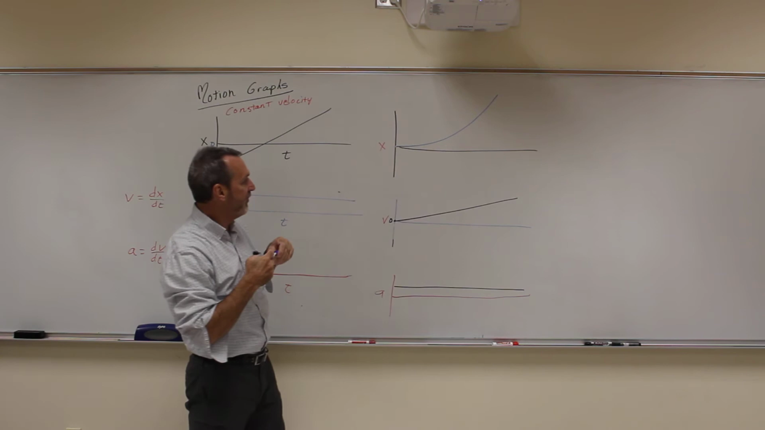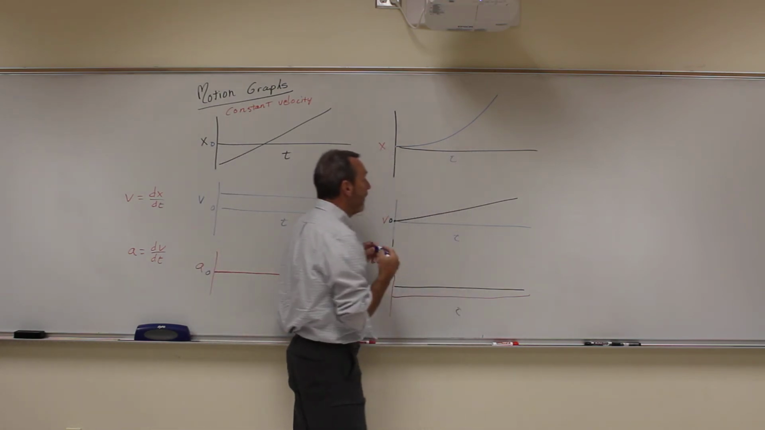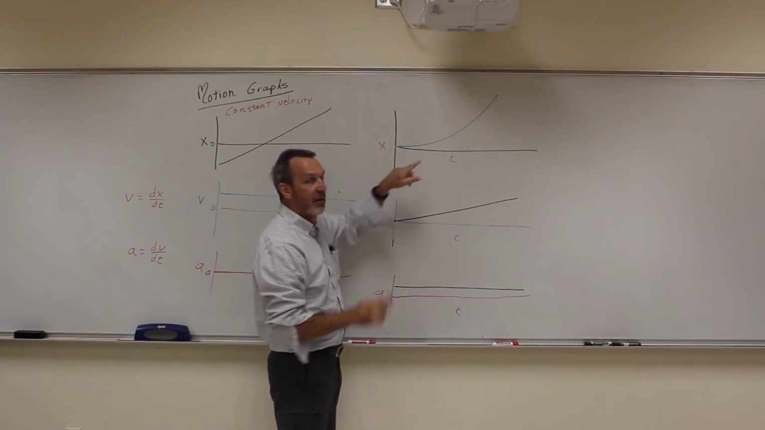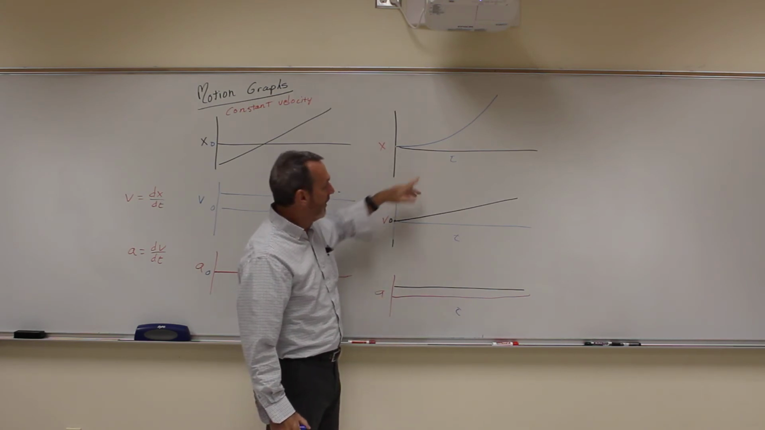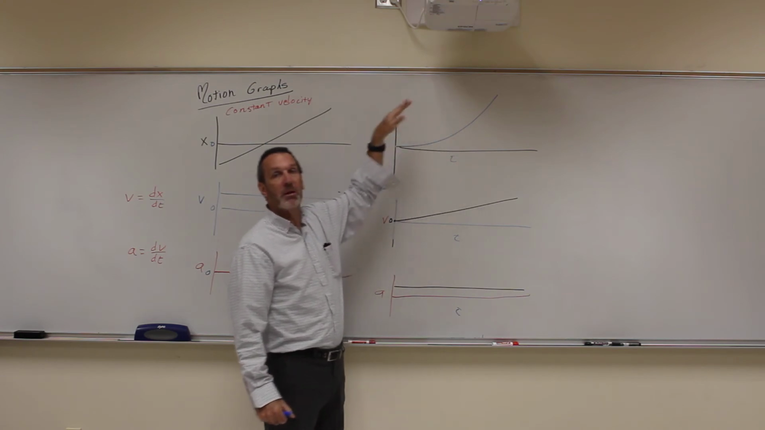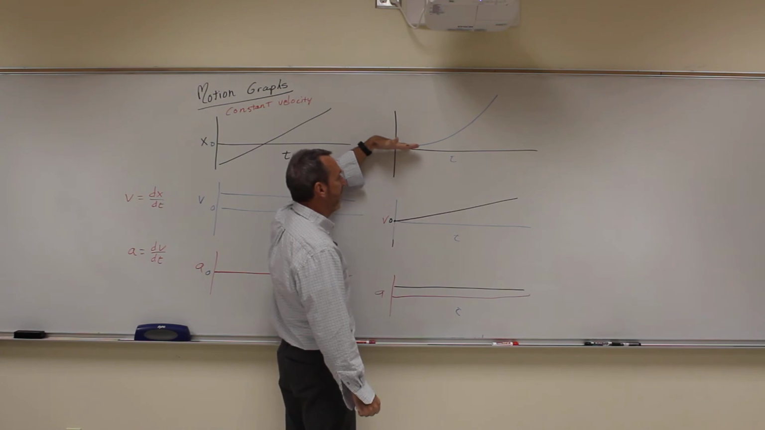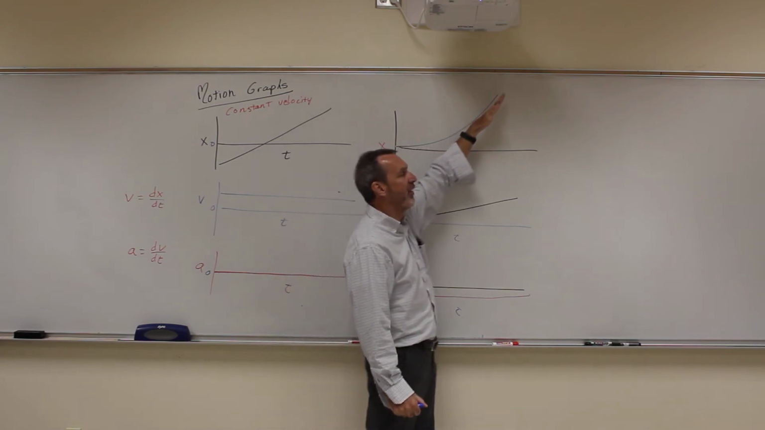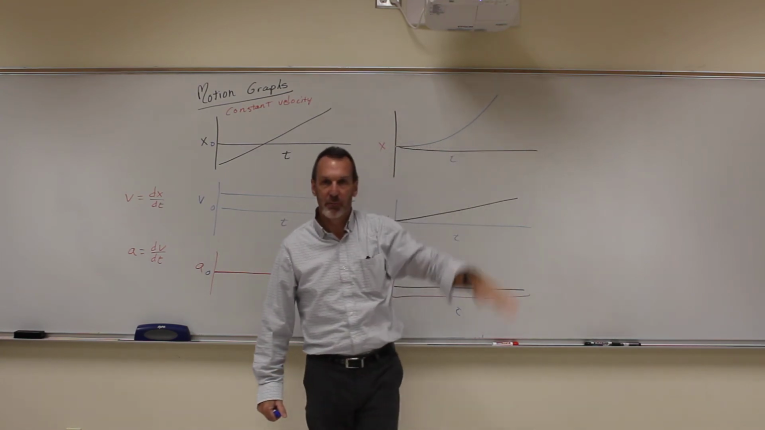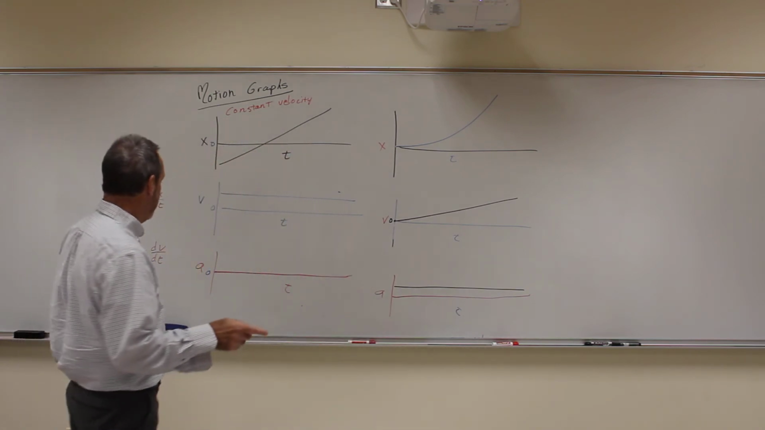The position versus time graph, remember these are all time here, is actually a parabola. It's a positive parabola, meaning it's opening upward. And the slope of the line is 0, then the slope gets higher and higher and higher as we go in a positive direction. Hopefully this is making some sense.